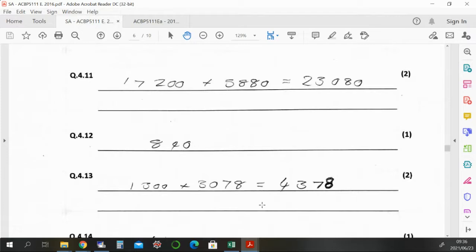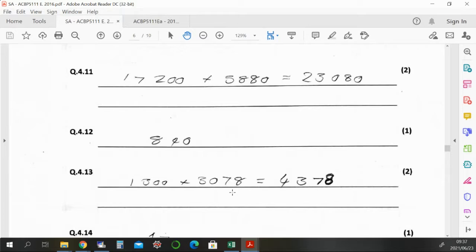4.13, we had that 3,078. Okay, and therefore we had to add it to our previous balance. All right. All right, and that was it. Okay, so yeah, this, you need to apply your mind.